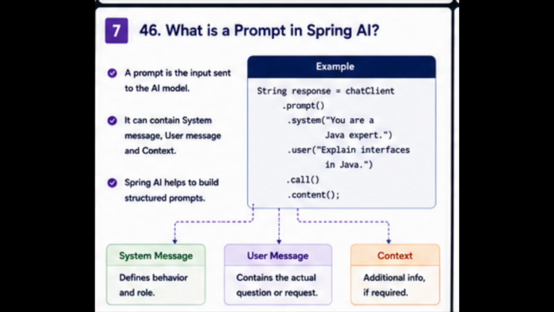A user message contains the actual request. Additional context may also be included. For example, chatClient.prompt().system("You are a Java expert").user("Explain interfaces in Java").call().content(). Here the system message defines the role that you are a Java expert. The user message defines the actual task, explain interfaces in Java. Spring AI helps us construct this interaction using Java APIs.